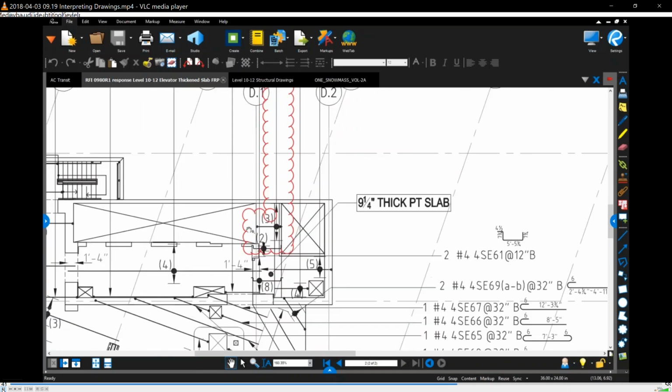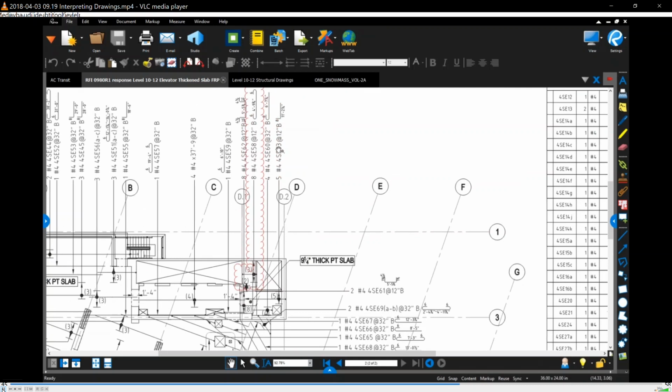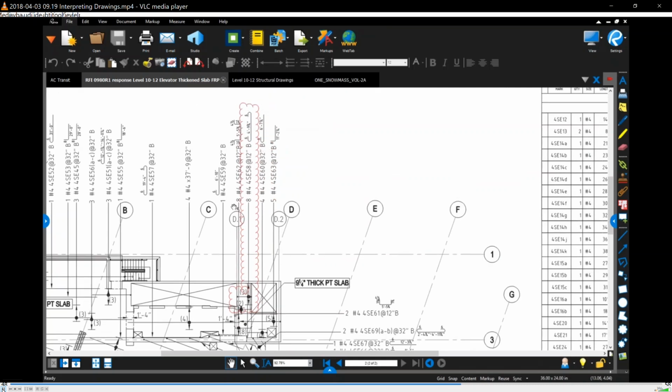Now, on this job, we were doing FRP just in this tiny zone here. And so that's why this is clouded. These are the things that you guys clouded over in Vietnam, with 8 number 4s at 12 inches on center.